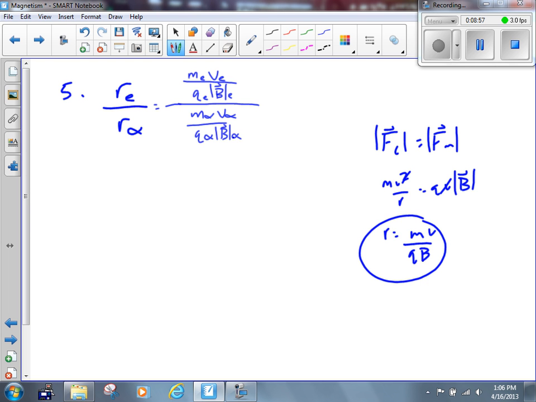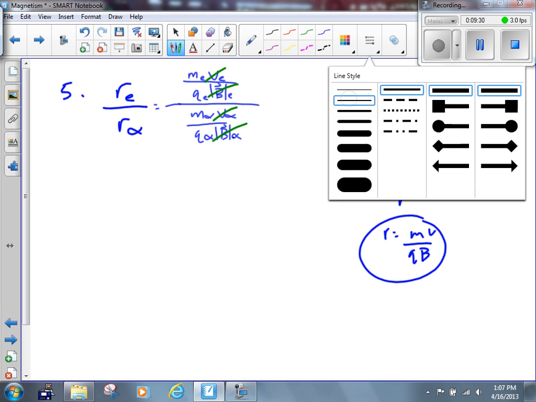There's a couple of things that cancel out right away. What are they? What disappears from this equation right away? What does it tell us is the same for the alpha particle and the electron? The speed. The speed and what? The field, right, the speed and the field. So v electron cancels with v alpha. Even though they're not the same variable, they're the same value, so they cancel. The magnetic field strength is the same as well, so it cancels as well. I'm left with m over q over m over q.